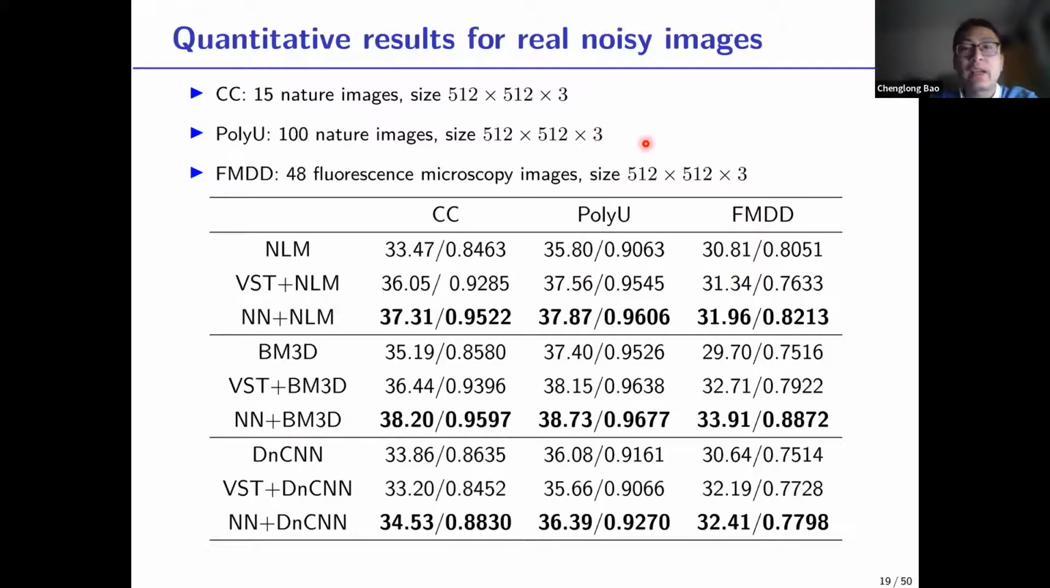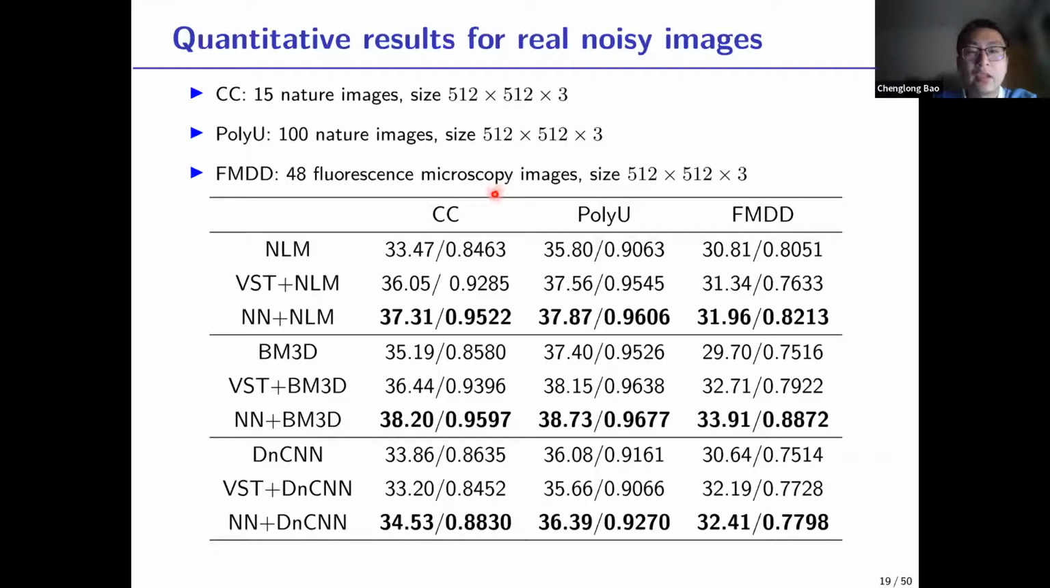And we test our method on 3 data sets. 2 data sets are natural image data sets like CC and Poly-U. And 1 data set is from microscopic images. And our method is combined with some Gaussian denoisers, like NLM, which stands for non-local means, and BM3D, and a pre-trained DnCNN model. And we report the PSNR and SSIM on each data set.